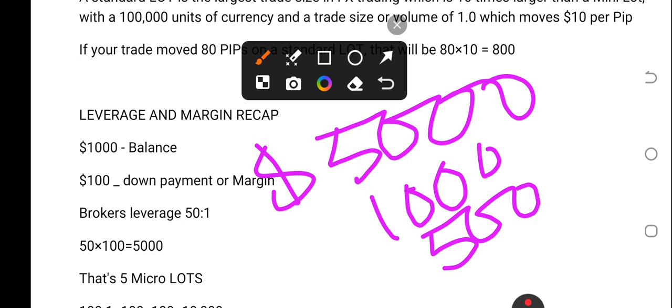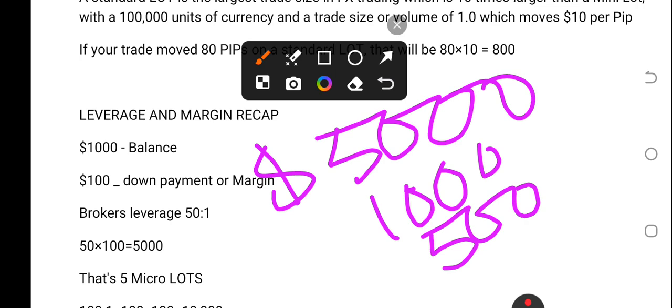Out of all the money that you have, say you have 100,000, you decide to remove 1,000. You have 100,000, you decide to remove 10,000. You have 100,000, you decide to remove 20,000 as your margin or as your down payment. If you remove 20,000 out of 100,000, you are left with 80,000. So that down payment is what you now use, and it will now be in your margin on your broker's platform.